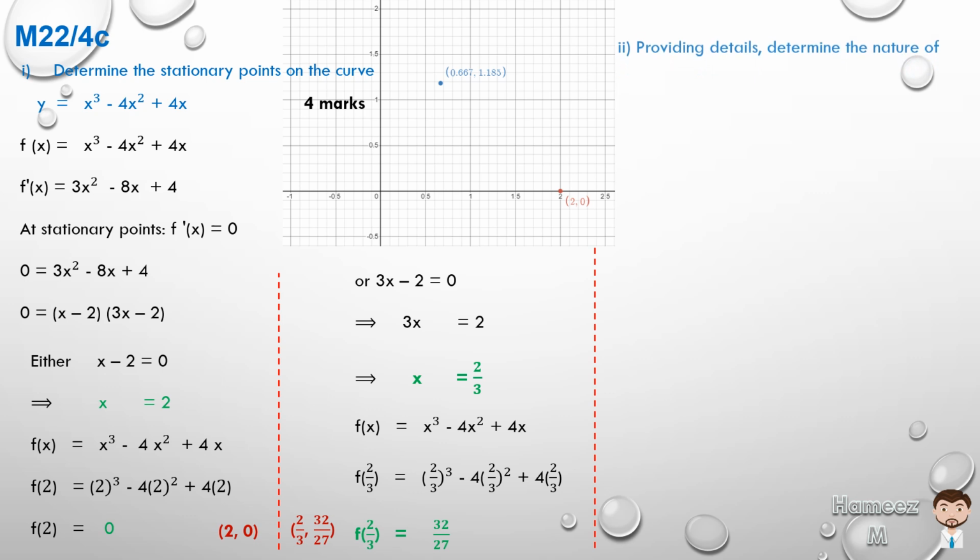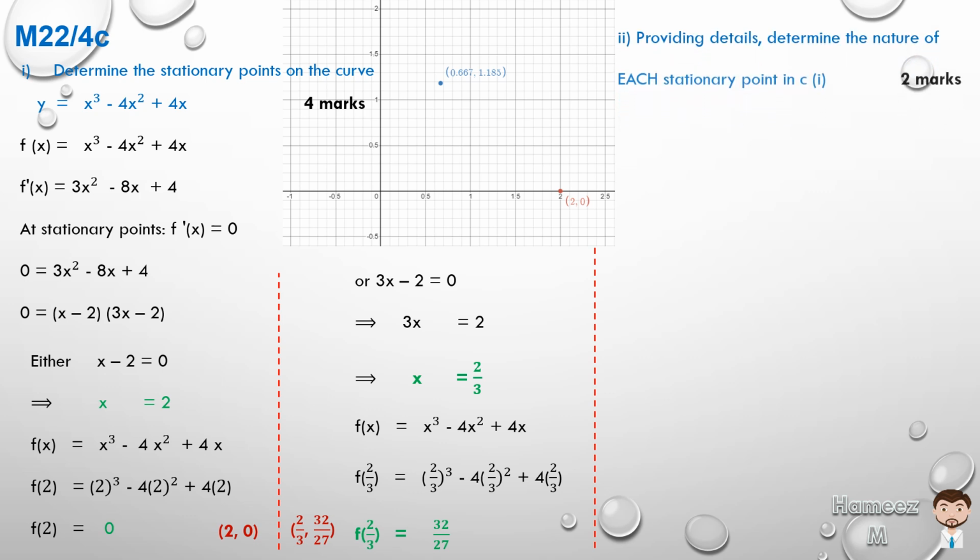Part 2. Determine the nature of each stationary point found in Part 1. So if we know f dash x from Part 1, then we can work out f double dash x. If we differentiate that, it will give us 6x minus 8. And let's substitute the two values of x into f double dash x to find the nature of the stationary points.